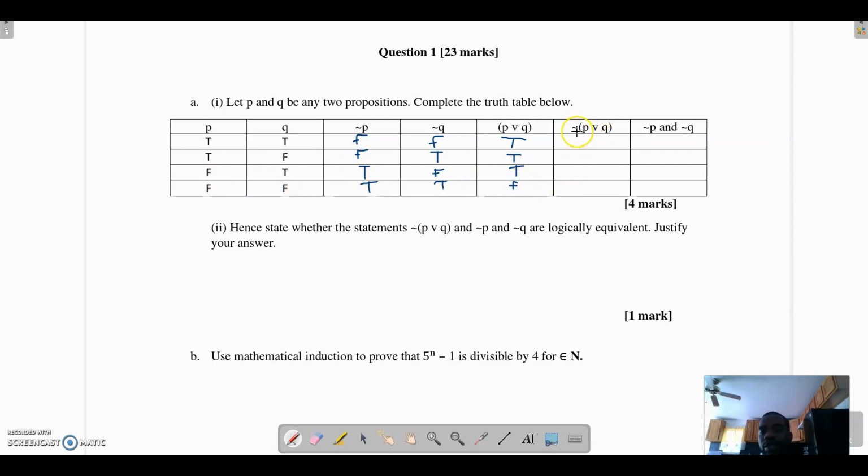The negation of P or Q, which means we're going to be taking the opposite of this column, which is going to be false, false, false, true.